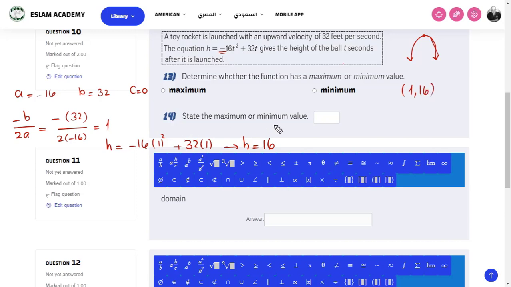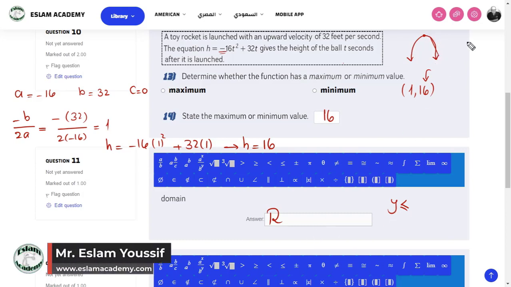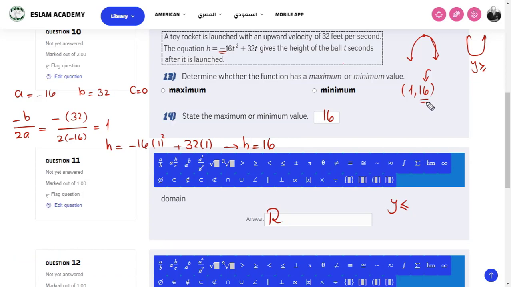To state the maximum or minimum value, just look at the y-coordinate of the vertex. The y-coordinate of the vertex is equal to 16. To find the domain, this relation is a quadratic equation. The domain of any quadratic equation is represented by R. To find the range, the range now will be y is smaller than or equal. Once the parabola is open downward, it's represented by y smaller than or equal. But if the parabola is open upward, it will be y is greater than or equal. So y is smaller than or equal to the y-value of the vertex, which is equal to 16.